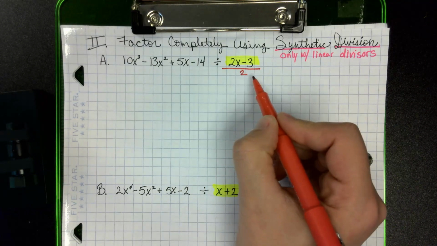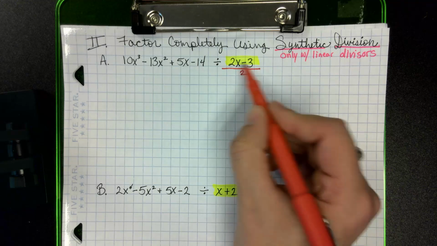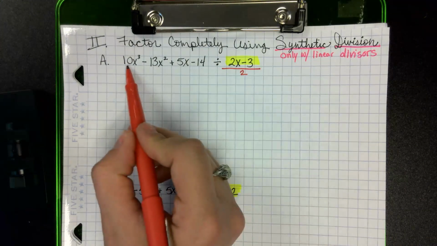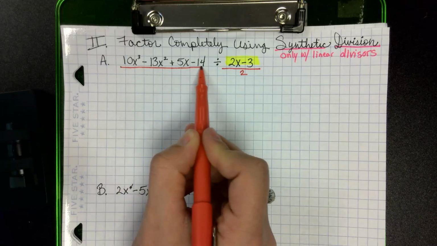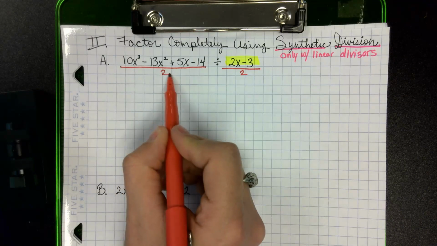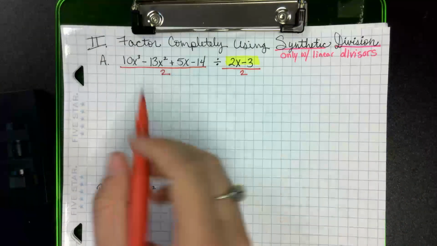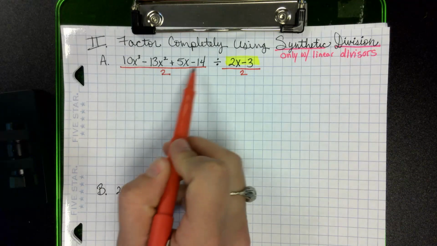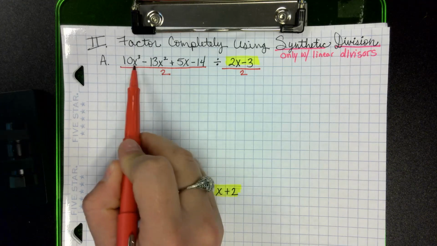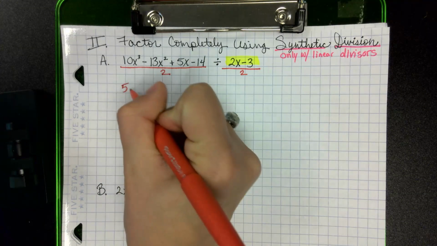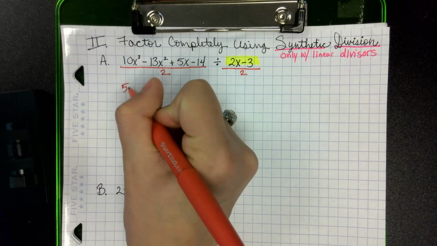When we do that, we can't just divide the divisor, right? That would change things. So if we're going to divide, we have to divide everything by 2, just to keep everything balanced. And if I do that, then I'm just going to divide the coefficients by 2. 10x to the third divided by 2 would give me a 5x to the third.